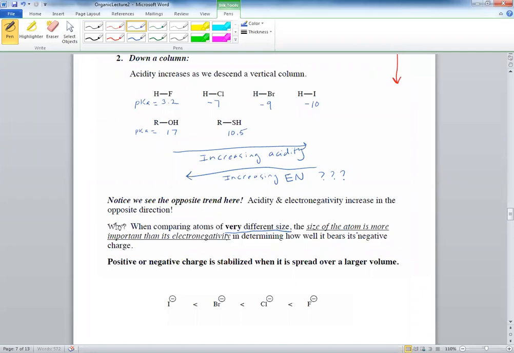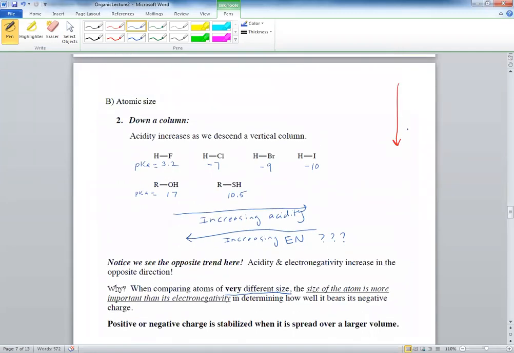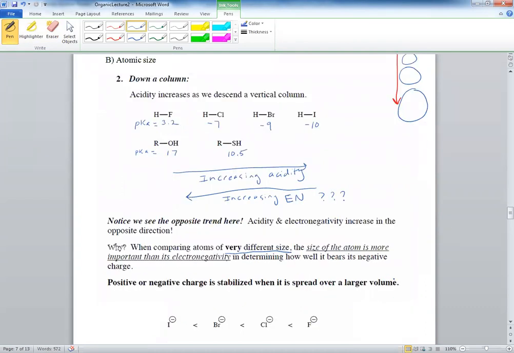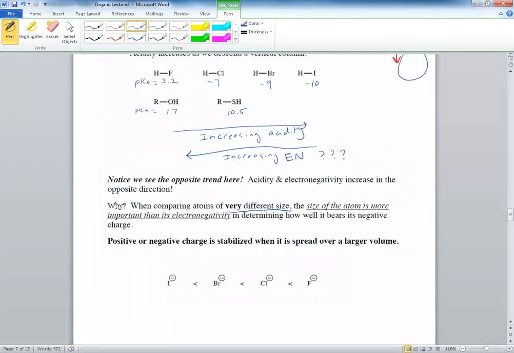If you recall from Gen Chem, the size of the atom increases as you go down the periodic table. So for example, it might become like this and that. If that's bigger, we'll make this a little bit bigger for you so you can see it. So the size increases as you go down the table. So when comparing atoms of very different size, the size of the atom is more important than its electronegativity. So keep that in mind. In the element effect, if you are comparing atoms with different sizes, look at the size of the atom rather than the electronegativity. And it's for a simple reason, at least at this level.